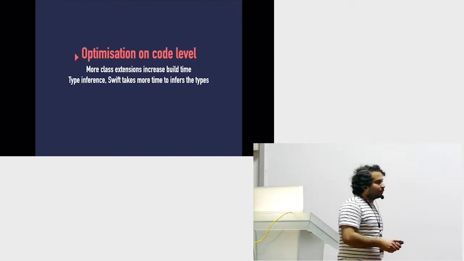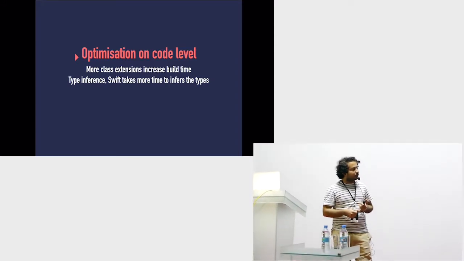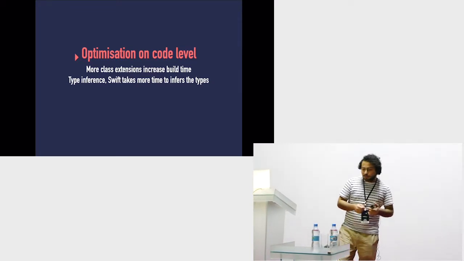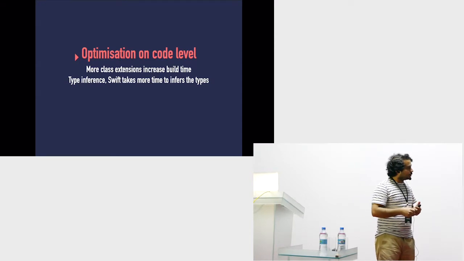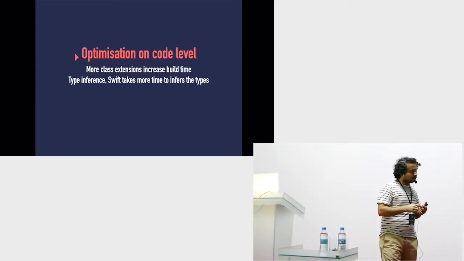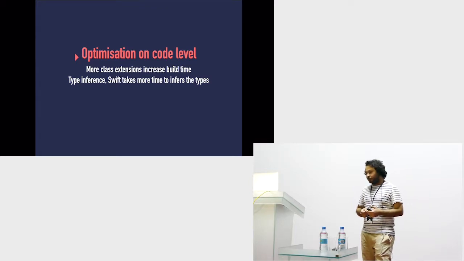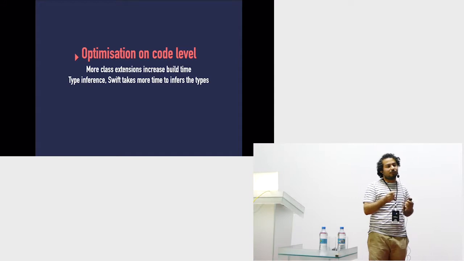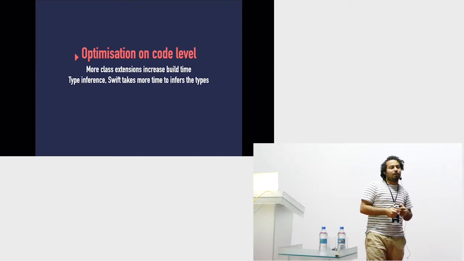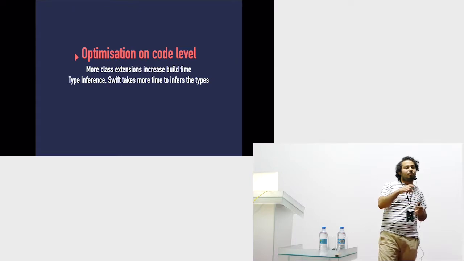So the first approach that you can look into is the code level. You try to understand why your build time is really slow. We try to look into, for example, extensions. One of the things in Swift is the more extensions you do, the more time the linker takes to figure out the type of that extension, and it will affect the time the compiler takes to build your code.